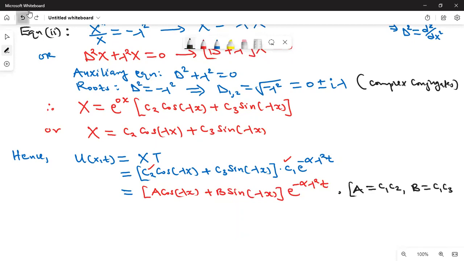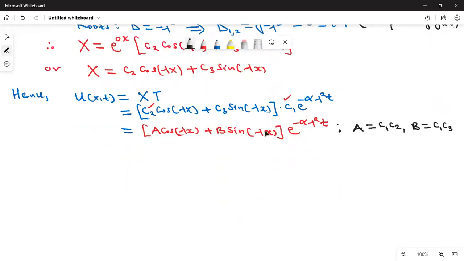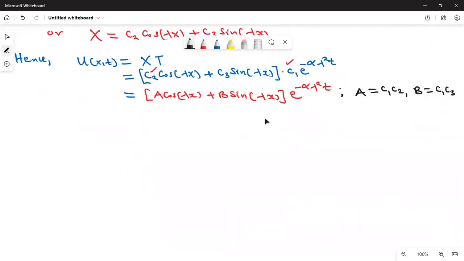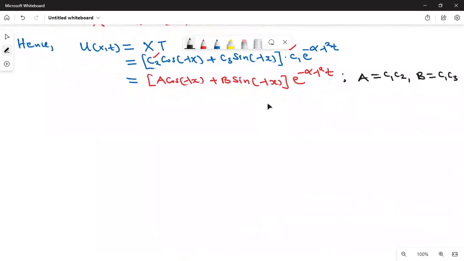So those are arbitrary constants. Now, this is our general solution. We need to find the values of those arbitrary constants. So we have three conditions to apply. Let's start by applying the boundary conditions.